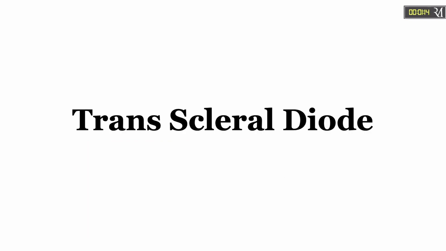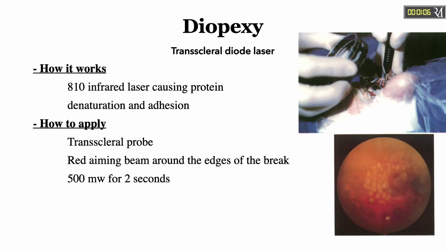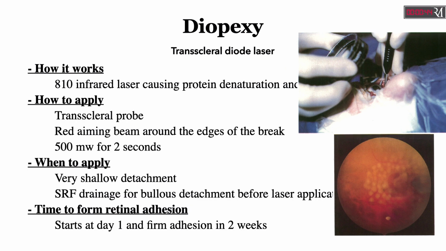The third tool is the transscleral diode, and it uses an 810 infrared laser, which will cause protein denaturation. It is applied transsclerally with a red beam, as with the PRP we are doing everywhere. We start with 500 milliwatts for 2 seconds, and you may increase by 250 milliseconds. You can only apply a transscleral diode if you have a very shallow detachment, so you can indent and reach the retina, or if it is bullous, you have to do a subretinal drainage to reach the retina.